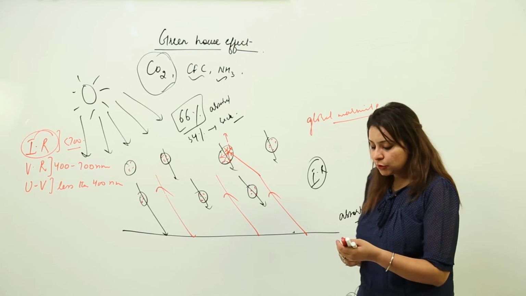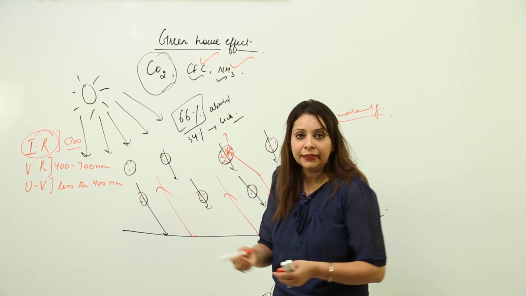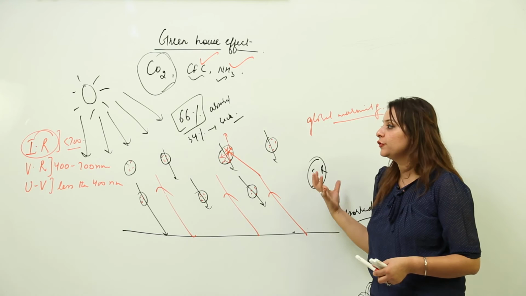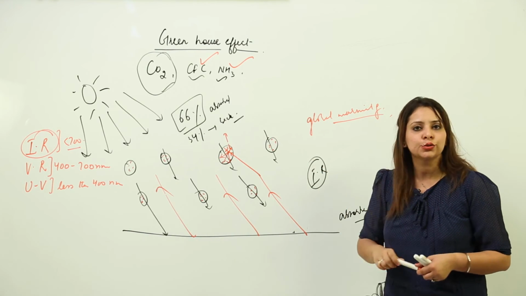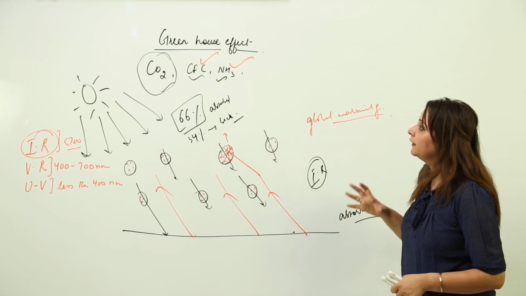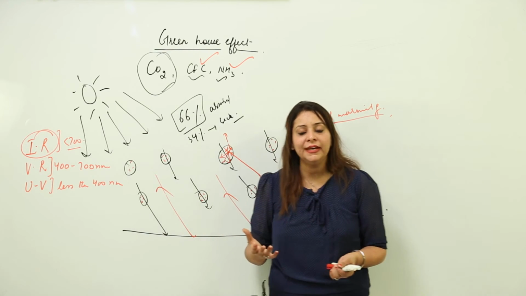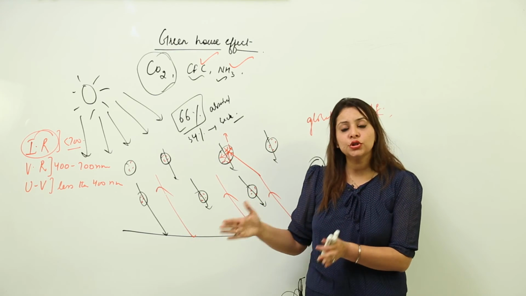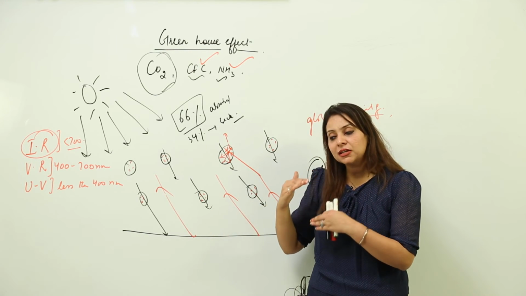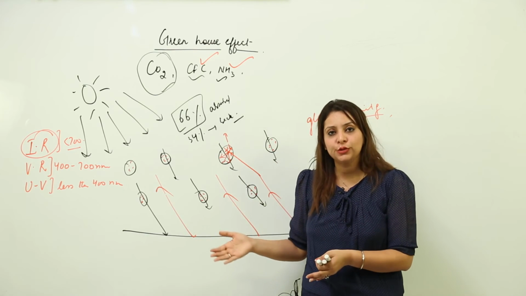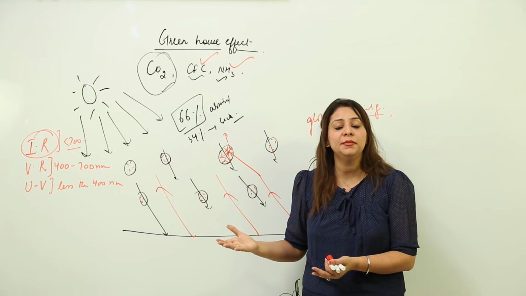The gases that can trap these infrared radiations are CFCs, ammonia, and argon also, but the major gas that is the main cause of the greenhouse effect is CO2, carbon dioxide. The greenhouse effect is going to cause harmful effects. CO2 is not harmful for us, but when it exceeds a certain limit, it becomes a pollutant, because it increases the greenhouse effect and affects the climate of the earth.